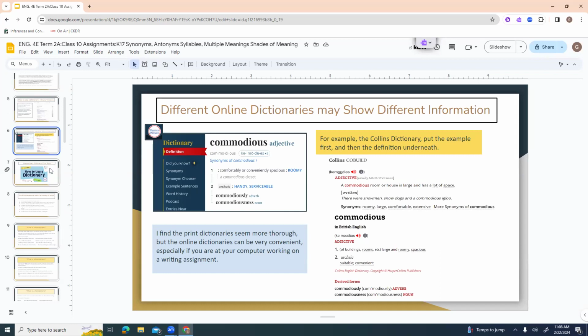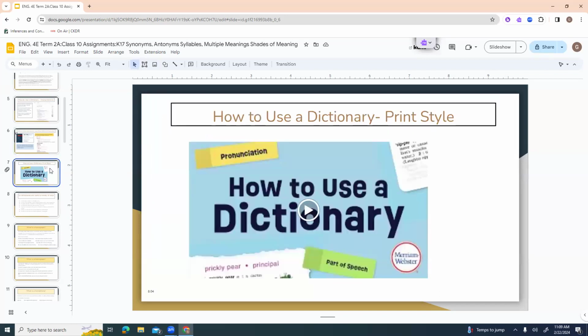So I have a little video here, which talks about how to look things up in a print dictionary, which, like I said, I think it is important because it does have a little bit more information. And if you're not familiar with it, it can be frustrating to try and use one. There's a lot of short forms that they assume you understand. And if you don't, it's a little bit tricky. So here is the video on how to use a dictionary.